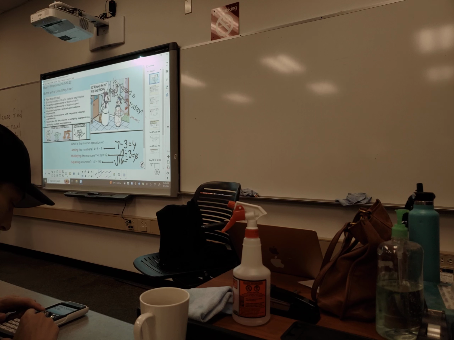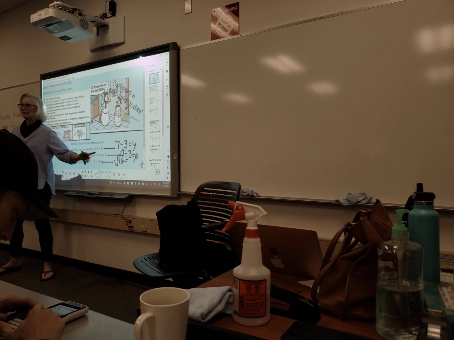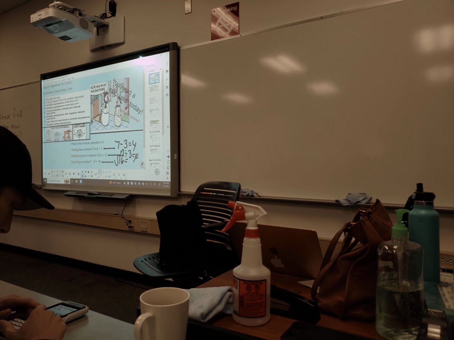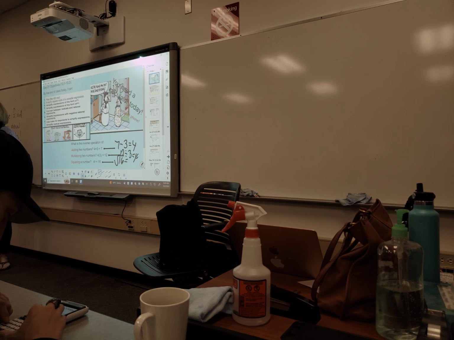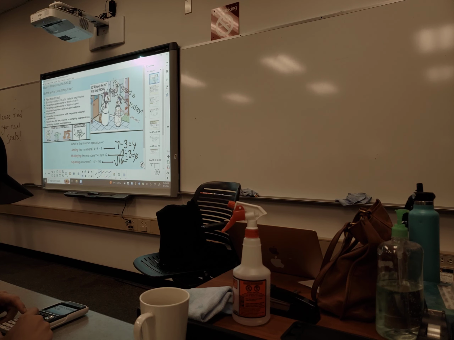Because square rooting, this little symbol looks like a division sign, but it's got a tail on it. It's called square rooting, and what you're asking the person doing this problem is, what number times itself gave you 16? Now the answer is 4, right? 4 times 4 is 16.